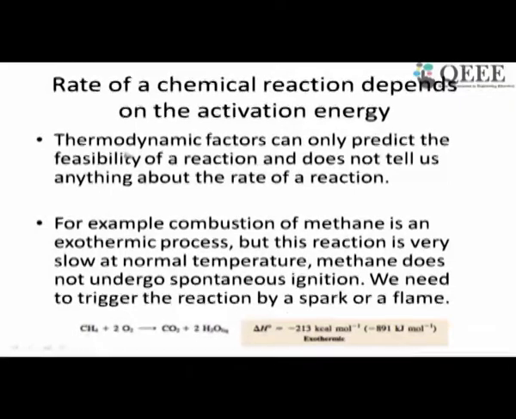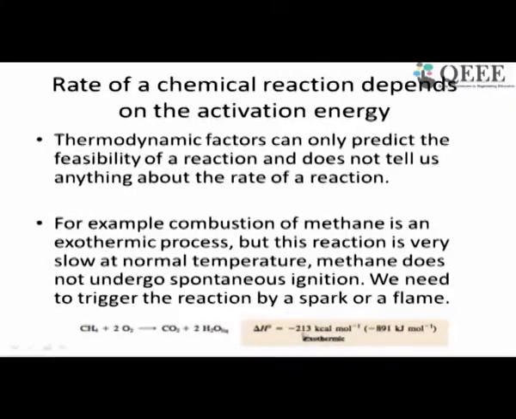We can discuss why in detail later, but the point to remember here is that thermodynamic factors can only predict the feasibility of a reaction and do not tell us anything about the rate of a reaction. It can only tell us whether a reaction will work or not. It doesn't tell us how fast the reaction can go. For example, combustion of methane, as I just explained, is an exothermic process, but this reaction is very slow at normal temperature. Methane does not undergo spontaneous ignition. We need to trigger the reaction by a spark or a flame.